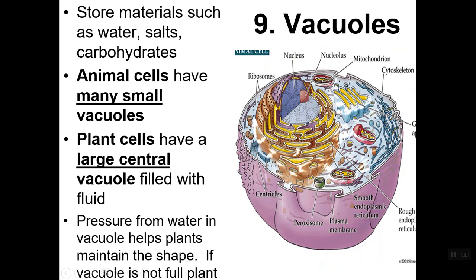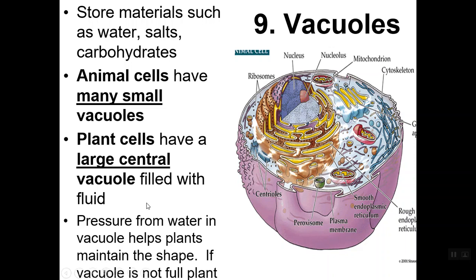Vacuoles are like storage closets, right? So they're going to store water, salts, minerals, carbohydrates, anything that the cell needs to keep a reservoir of. If you're an animal cell, you'll have many, many small vacuoles. And again, these do kind of look like little cells in terms of their shape and their structure. They're obviously not cells, they're organelles. But plants, on the other hand, are going to have one giant vacuole right in the middle of the cell filled with water, and we'll talk more about the function of that in plants later.